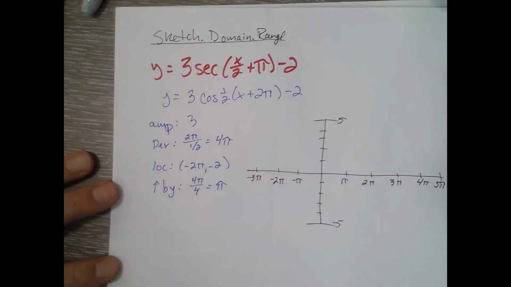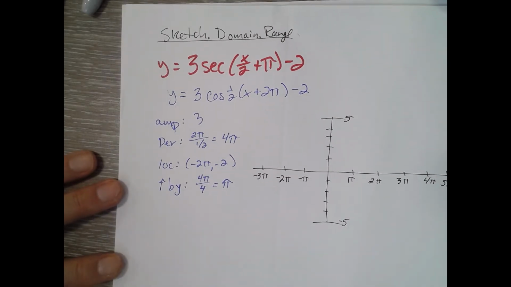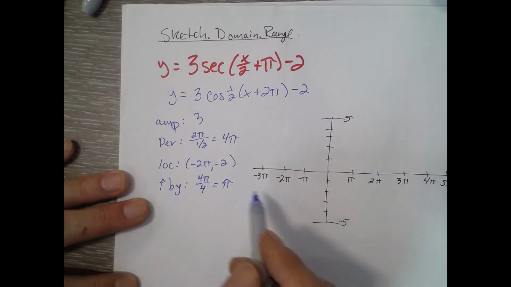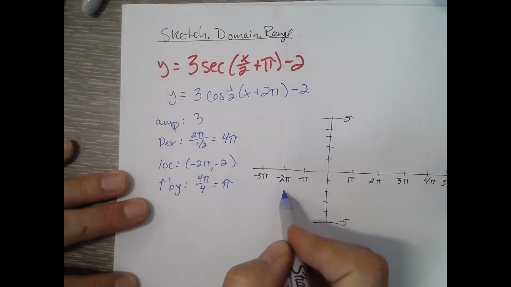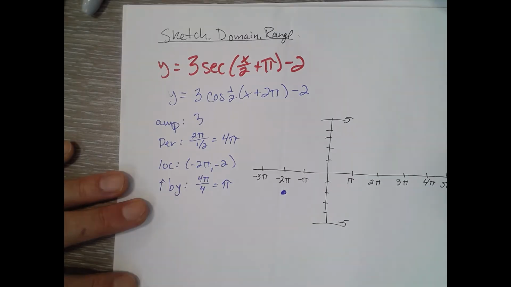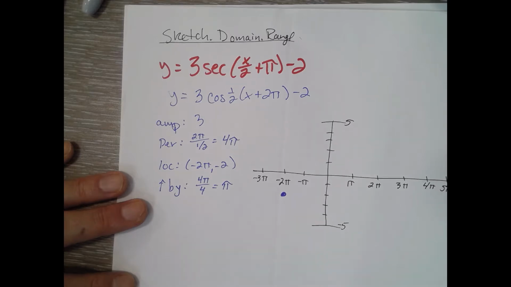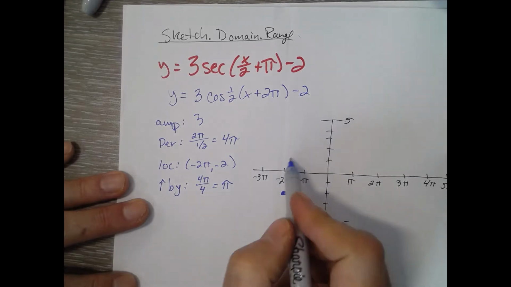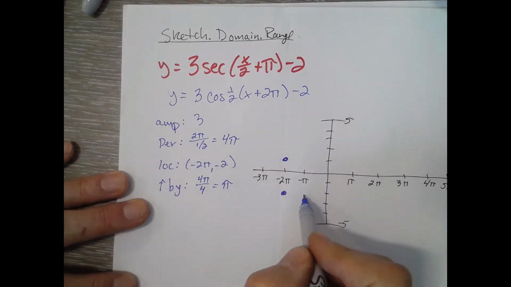So far, so good. Got the cosine. We've got amplitude, period, locator. Up by means my locator is negative 2 pi, negative 2 right here. Alright, so it is a positive cosine, so we're going to start one amplitude above our locator point. Our amplitude's 3, so 1, 2, 3. There's my first point right there. Then down to the midline.